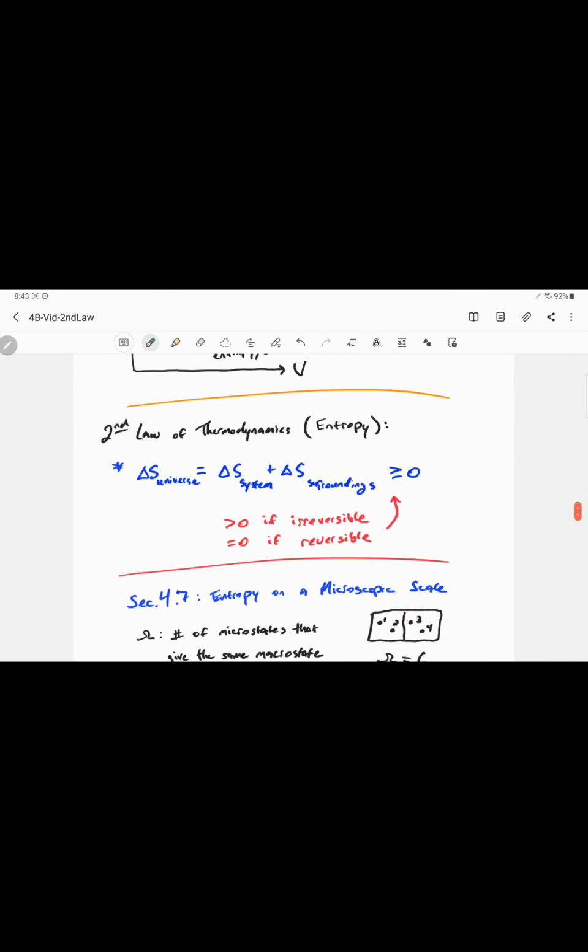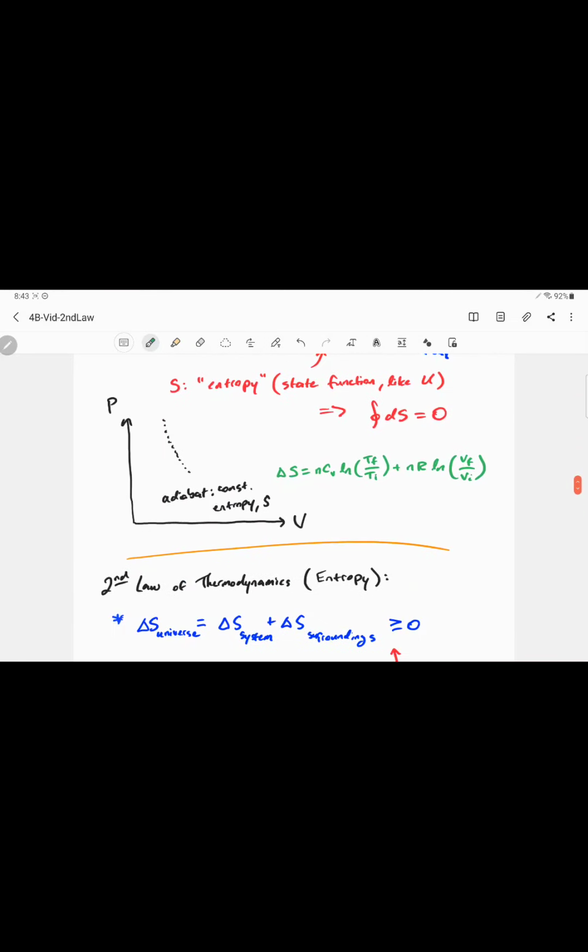Oh, and by the way, for an adiabat, these two will exactly compensate. So if we go this way along an adiabat, the temperature goes down, so this piece is negative, but the volume goes up, and this term is positive. So an adiabatic path has these two terms exactly canceling each other, and you'll explore that a little bit on your homework, maybe in an extra credit.